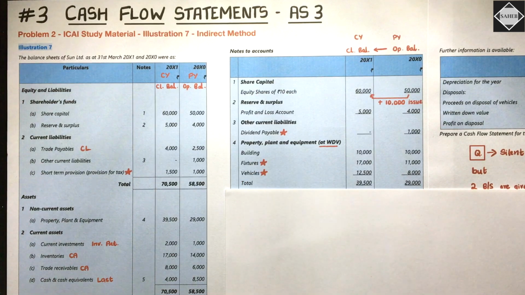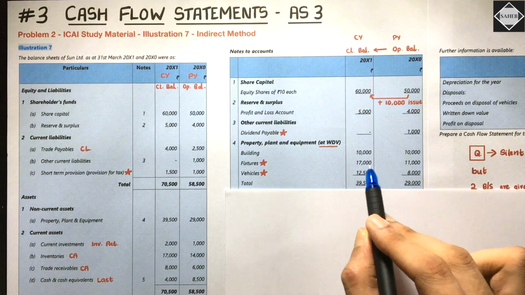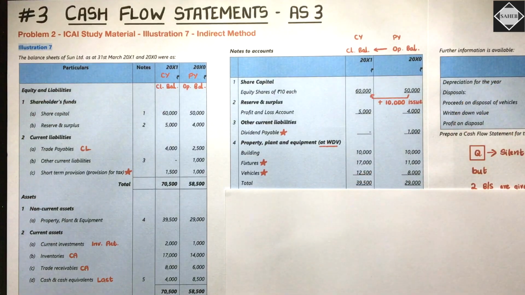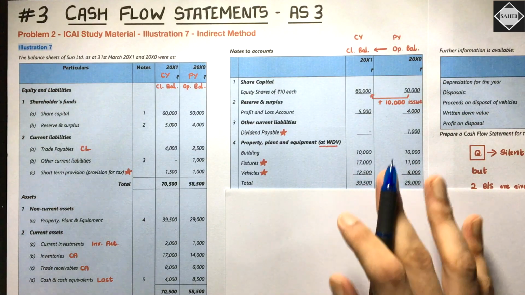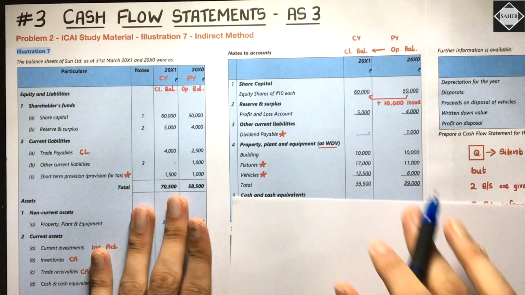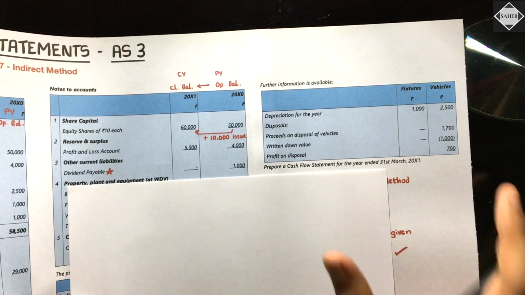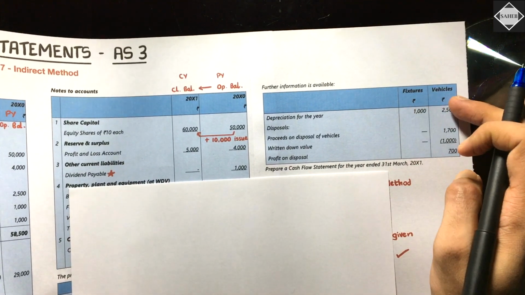Now what has happened in fixtures? From 11,000 it has become 17,000. So there is an increase of how much? 6,000. Why this increase happened, there is an adjustment for that. Let me show you the adjustment. There is an adjustment regarding fixtures and regarding vehicles. So definitely we have to open a ledger account of fixtures as well as vehicles.